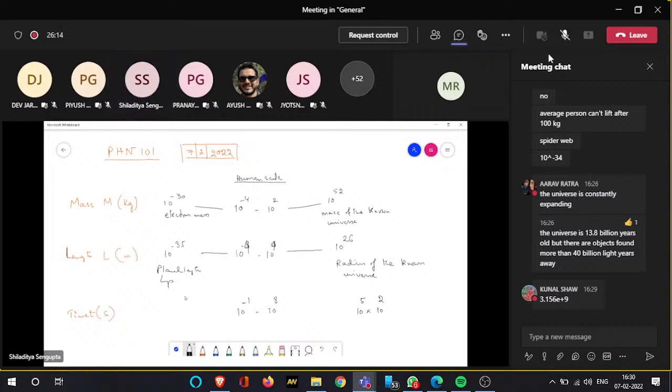So there is a minimum time difference that you can think of for any process: 10 raised to the power minus 42 seconds. What is that? The time taken by the universe to expand at the time of Big Bang. So Planck time? Yeah, so I'm going to write it as Planck time, because this is the theoretical lower bound.